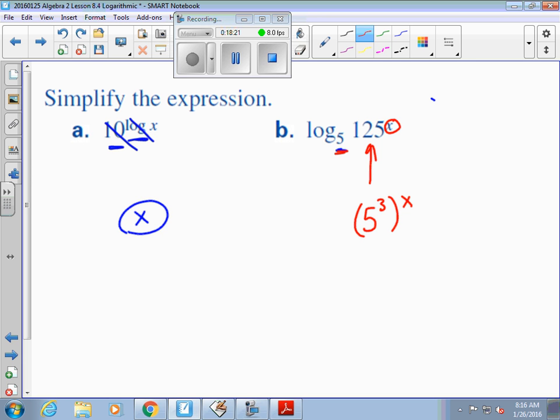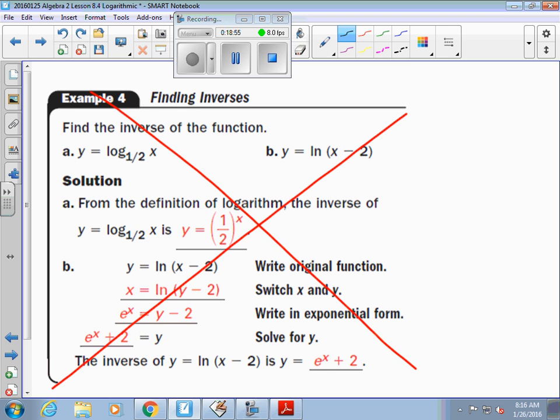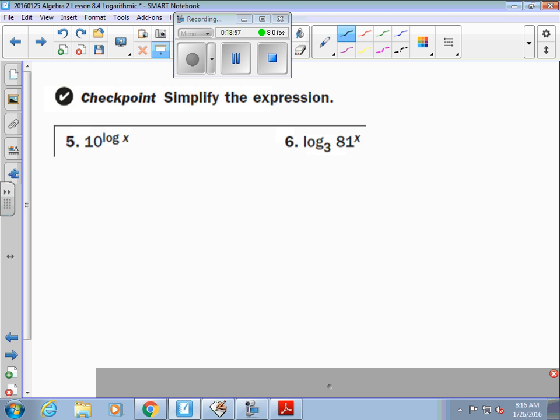That's just bringing this part back: log base 5 of 5 to the third to the x. So now you have log base 5 and 5. This cancels this, and you're simply left with 3x. All you're doing is simplifying it. You can't make it equal to anything. You're eliminating things to where we can solve equations with them. Okay, well, this is the introduction to changing bases. Inverses, we're going to leave that for another lesson.